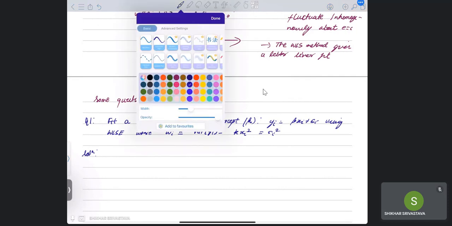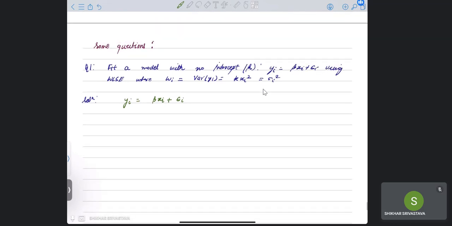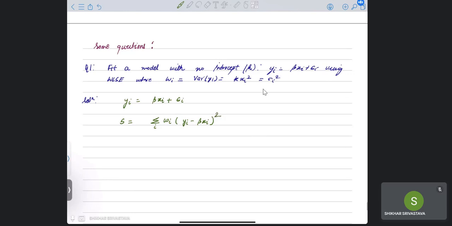So we'll solve this from first principles. We have to fit this model: yi is equal to beta xi plus epsilon i. First we need to minimize this function, which is the weighted sum of yi minus your model, and your model has just beta xi. So you have to minimize this function.